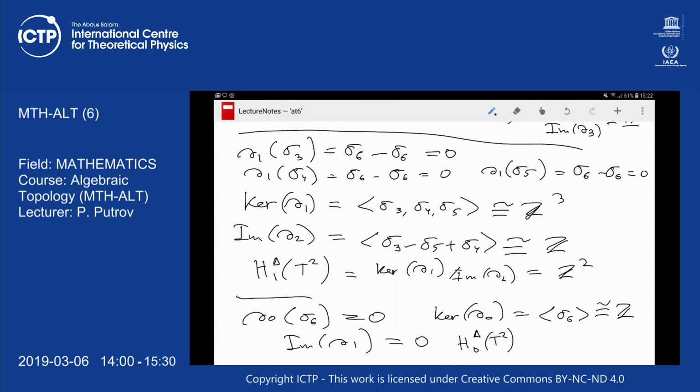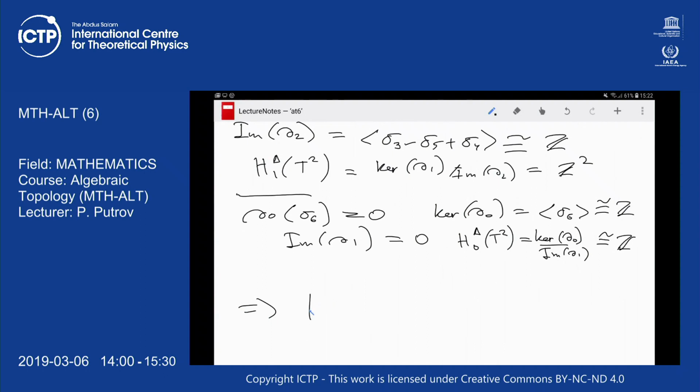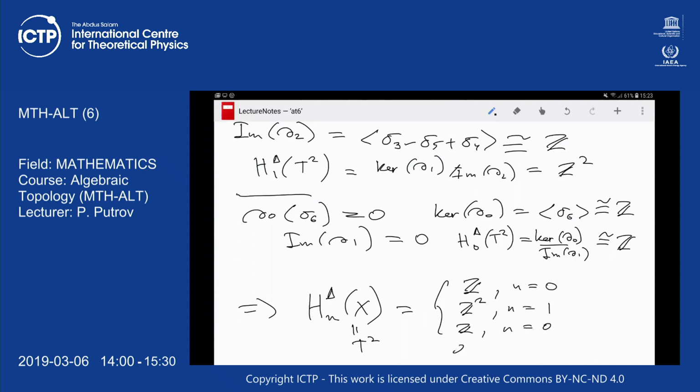H0 of T2 is the kernel of D0 divided by the image of D1. It's isomorphic to Z. So one can write the result like this: Hn of the delta complex X, which is here T2, the two-dimensional torus, is equal to Z when n equals 0, Z2 when n equals 1, Z when n equals 2, and 0 when n is greater than 2. So this is the end of the computation.